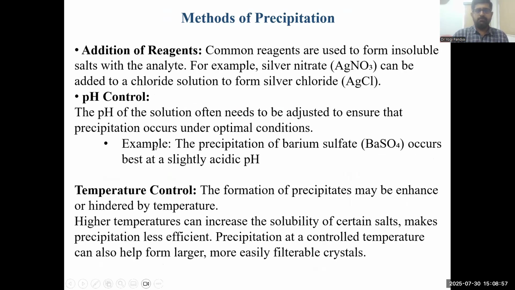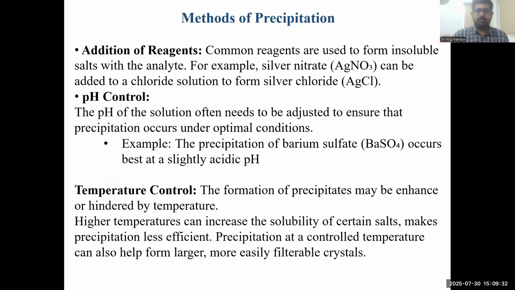Then how can you produce precipitates? What are the methods of precipitation? For example, you can use reagents like silver nitrate, which can react with chloride ions to form silver chloride, AgCl, a sparingly soluble precipitate. Similarly, you can precipitate by changing the pH. For example, barium sulfate precipitation occurs in acidic pH. So by pH adjustment also you can convert your analyte into precipitates.